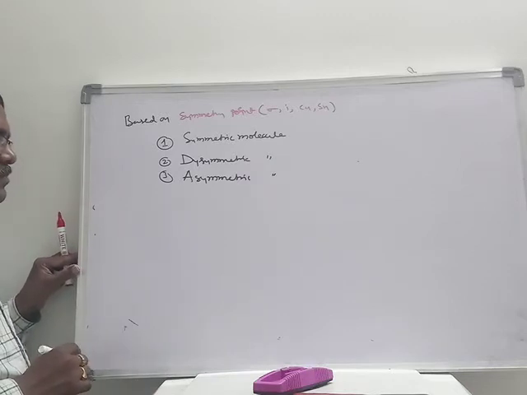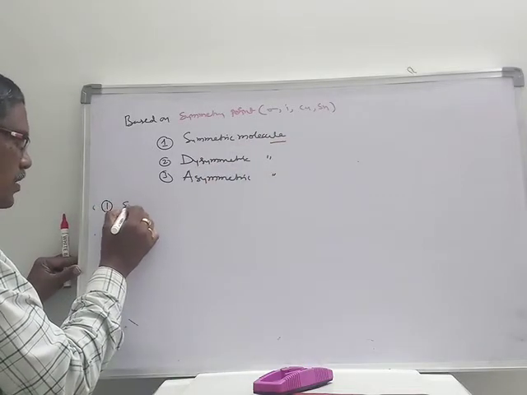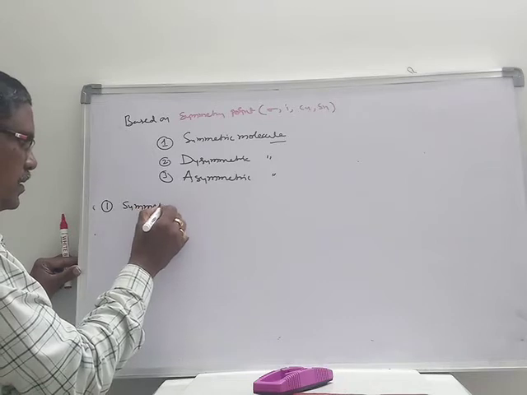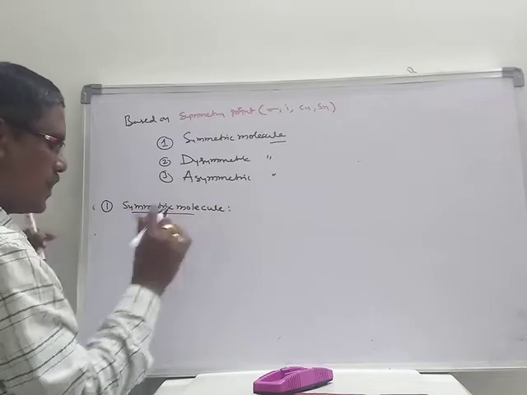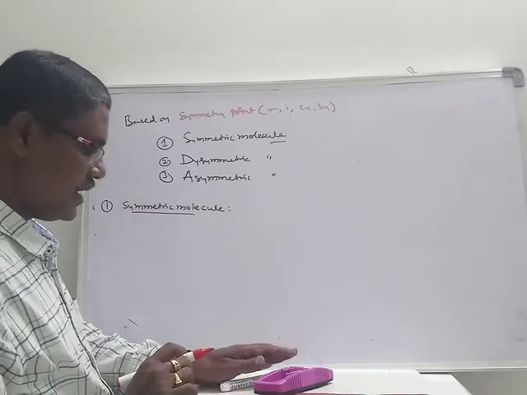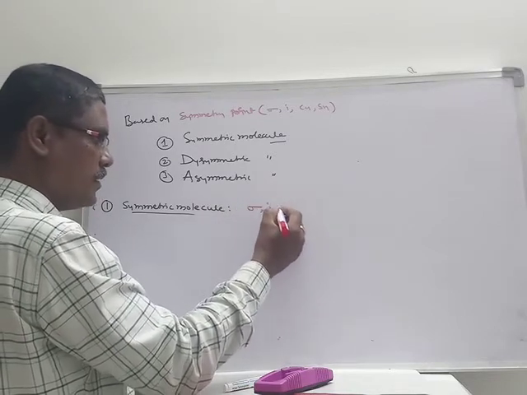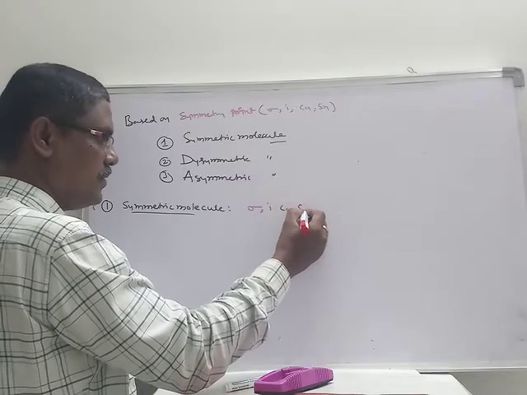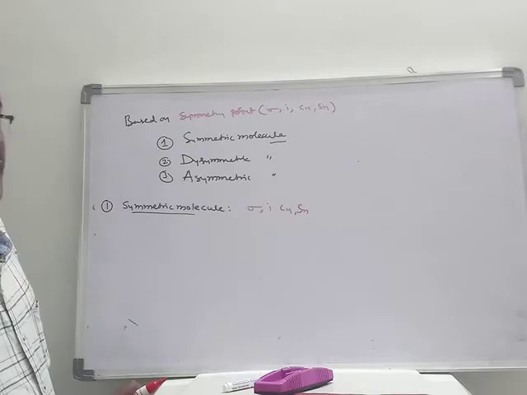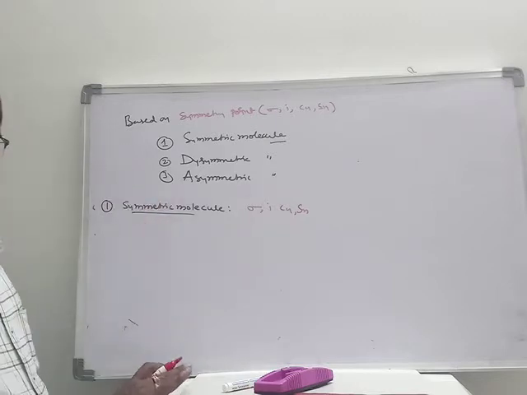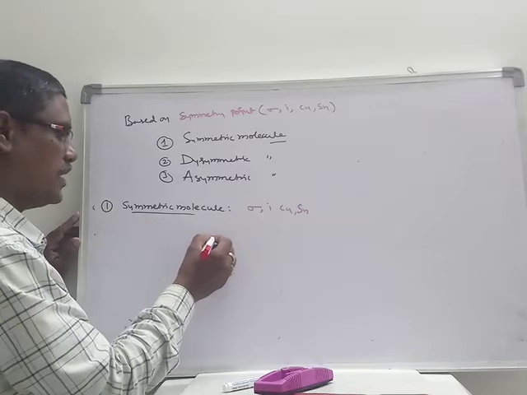Here, very simple: the first one is the symmetric molecule. If a molecule contains all of sigma, I, Cn, Sn, all these symmetry points, and if they are present, it is called a symmetric molecule. It is optically inactive. You take, this is the symmetrical molecule.